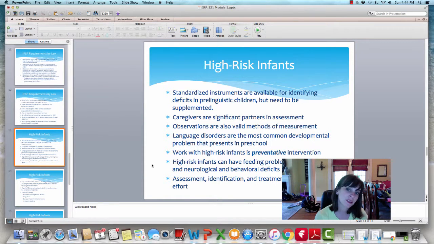So the caregivers are significant partners in assessment. We need to be relying on those caregivers to give us information about their child. And then we also need to use observations, because those are valid methods of measurement and observing across the environment, across those parent-child interactions. So language disorders are the most common developmental problem that presents in preschool, according to ASHA.